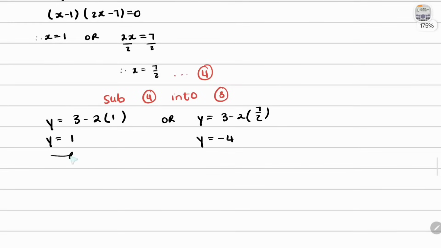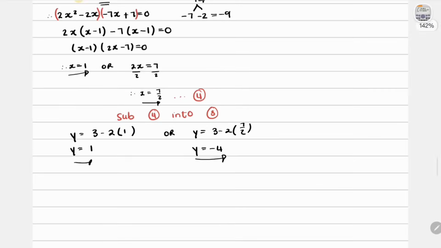And those are our answers. x equals 1 while y is equal to 1. Or x is equal to 7 over 2 while y is equal to negative 4.